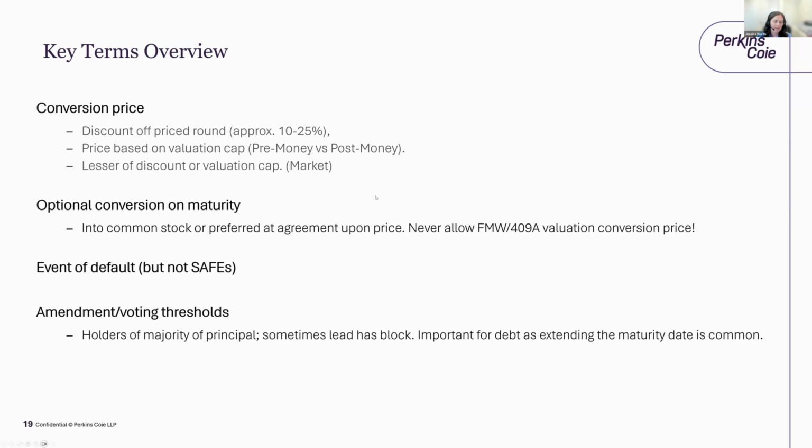Amendments, the way you think about amendments or voting thresholds, it's always good to have your convertibles be able to be amended by a majority of the principal, because it's easier to change the terms later if you need to. Most safes, they're issued, they convert later, no one touches them. But sometimes the new investor will ask you to change some of the terms, and so you may need to amend them as part of the process.